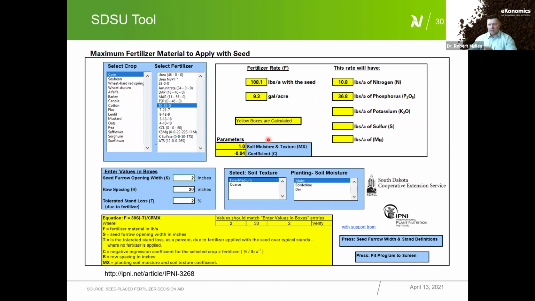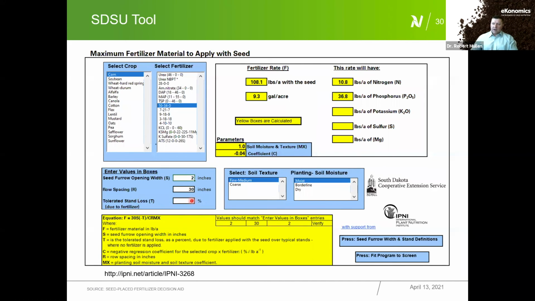So just to give you an illustration of what the tool looks like, it's actually a pretty simple interface. It is available right now from ipni.net. That is a good link. I confirmed it this morning. So you select your crop. The only real thing you change is your crop, the fertilizer material, what your seed furrow opening width is, what your row spacing is, and what your tolerated seed loss or stand loss would be.